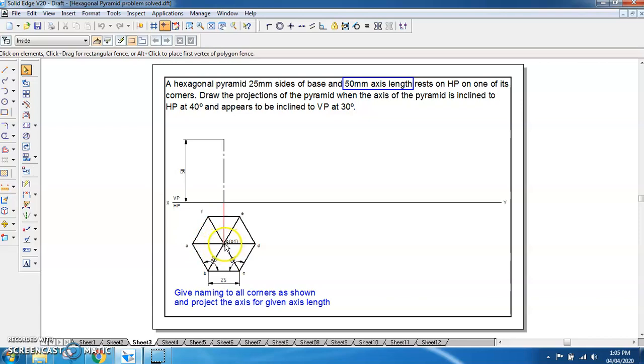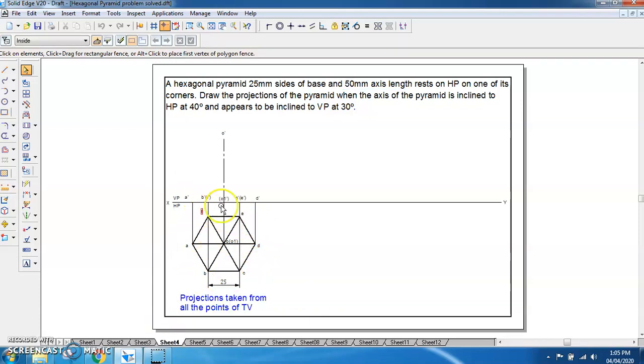Where these diagonals intersect, that would be the O1 point, and from there we can project the axis length, that is 50 mm. So once we project, we can project the remaining points of the hexagon, that is A, B, C, D, E, F like this, and we can mark all the points, and then we can connect all these points to O dash, so that we will be getting all the slant edges of the hexagonal pyramid like this. So we have got all the slant edges of the hexagonal pyramid.